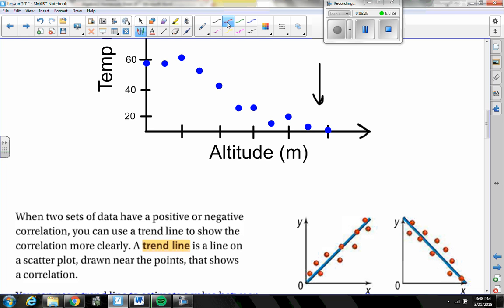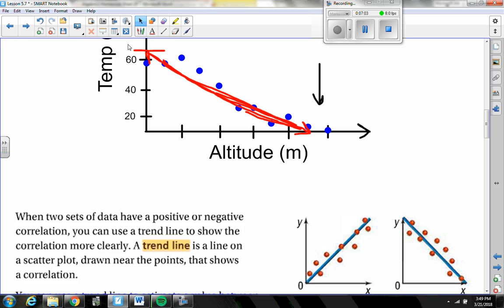So for example, in my altitude example, I might go maybe through this point and kind of do something like this. I'd like it to be a straight line, of course, so maybe I'll do something more like that. Something like that would be my trend line. Okay, and this trend line just helps me see what the correlation is. Clearly, this line has a negative slope. In fact, I could figure out what the slope was if I just estimate where this value is.